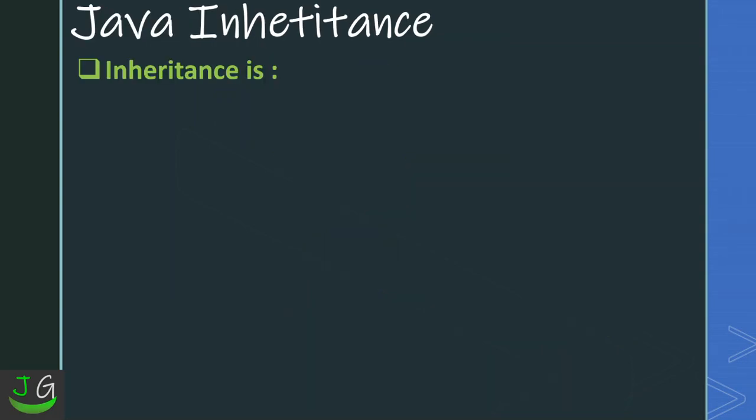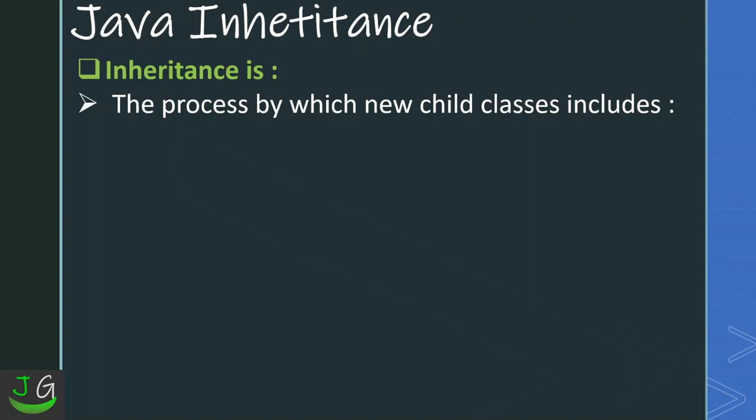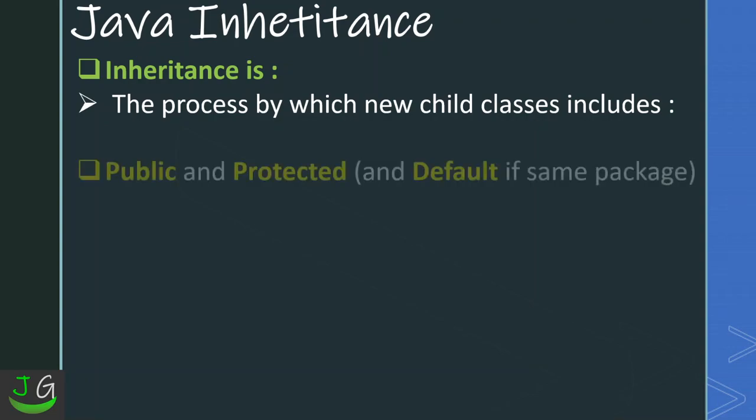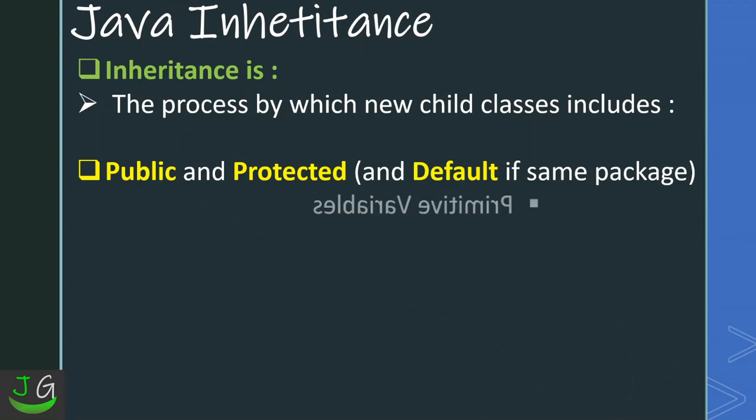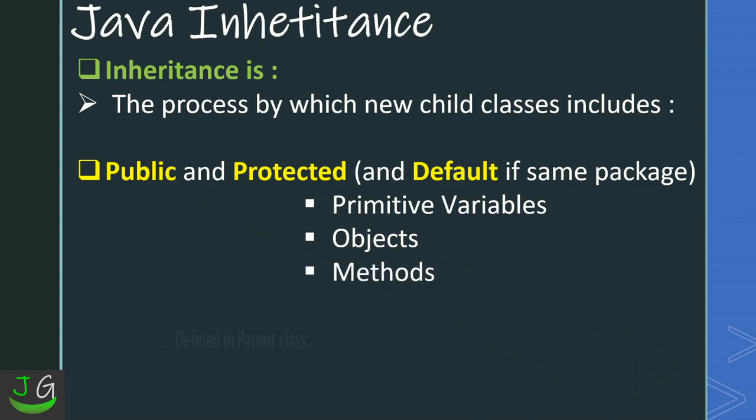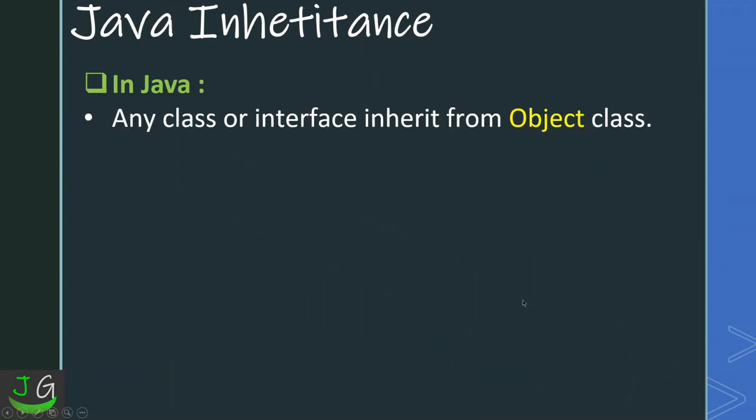So in Java, inheritance is the process by which a new child class includes the public, protected and default primitive variables, objects, and methods defined in the parent class, and the default variables, objects, and methods if they are in the same package. And any class or interface in Java inherits from the Object class.